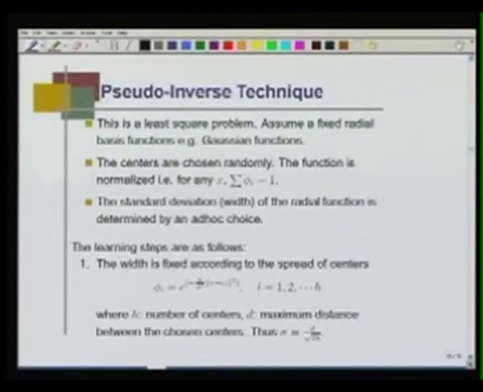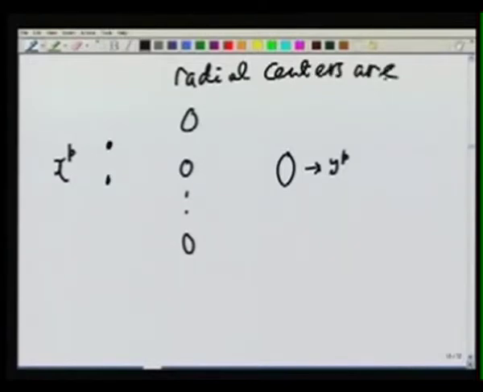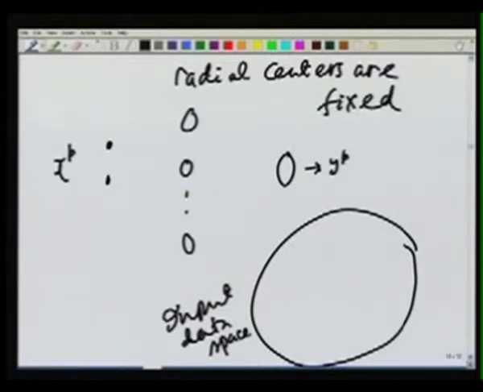What we do here, let me tell you. So, what you have here, we have inputs, then we have hidden units, then we have output unit. Okay. So, given here some x p, we compute what is y p, all right. So, what we do here in pseudo inverse technique, radial centers are fixed. So, how do you fix the radial center? Because the radial center represents the clusters in the input data space. What I can do is that this is my input data space. So, I have a stack of input data.